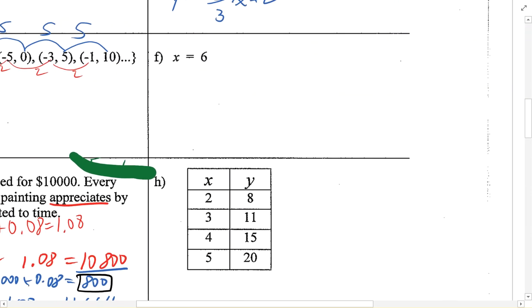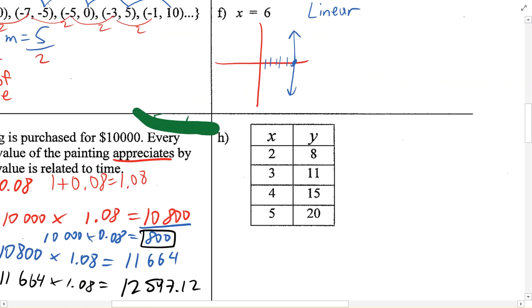Number F, let's graph that. What does that one look like real quickly? X equals 6. 1, 2, 3, 4, 5, 6. There we go. X equals 6. Is that a straight line? Yeah, this one is linear. It's a special line, but it is linear.